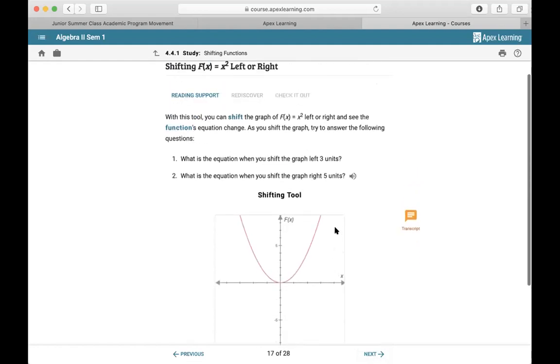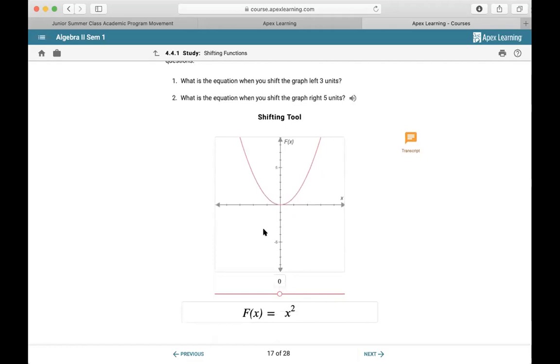So again, we can do this little shifting tool here. If we shift the graph 3 units to the left, 1, 2, 3, you're seeing we're going to add. If we shift to the right 5 units, we're going to subtract. So again, knowing the difference between shifting vertically and horizontally is the difference of whether you're directly affecting x or you're just adding on to the end of the equation itself.